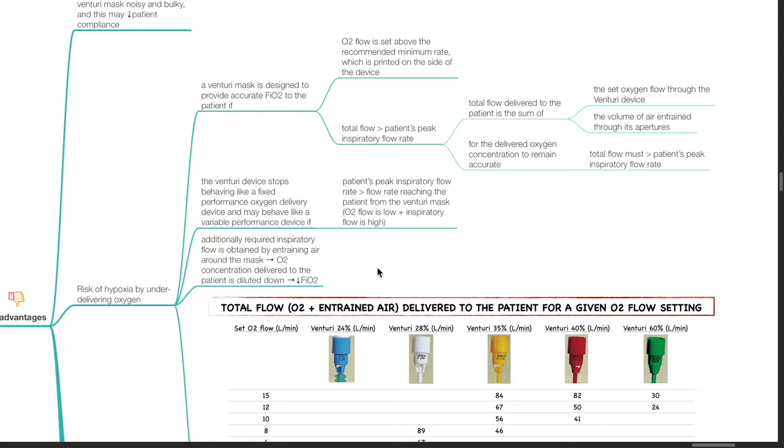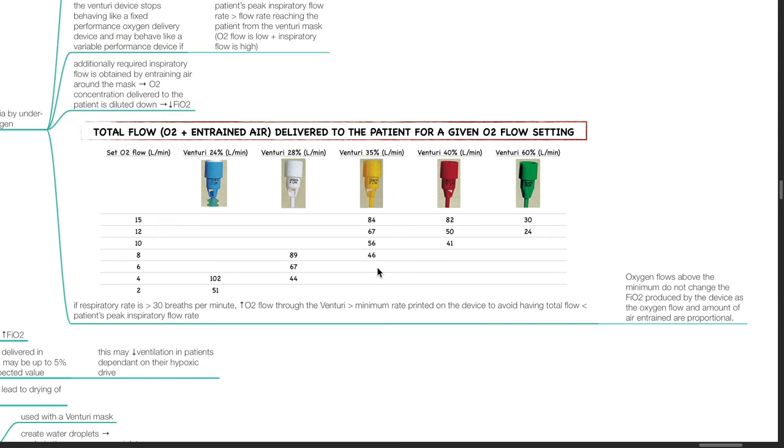Additionally, required inspiratory flow is obtained by entraining air around the mask. This results in dilution of the oxygen concentration delivered to the patient and reduction in FiO2. If the respiratory rate of the patient exceeds 30 breaths per minute, increase oxygen flow through the Venturi to more than the minimum rate printed on the device to avoid having total flow being less than the patient's peak inspiratory flow rate. Oxygen flows above the minimum do not change the FiO2 produced by the device, as the oxygen flow and the amount of air entrained are proportional.